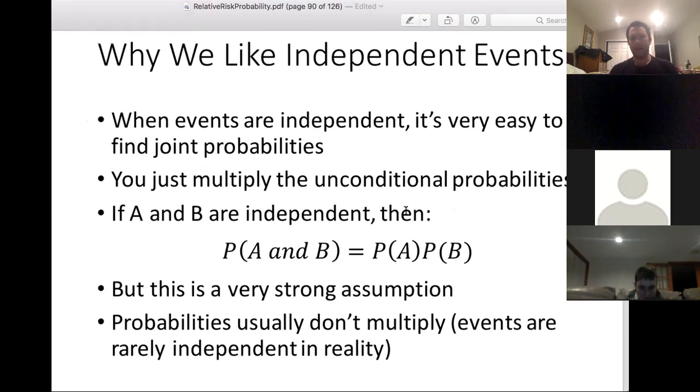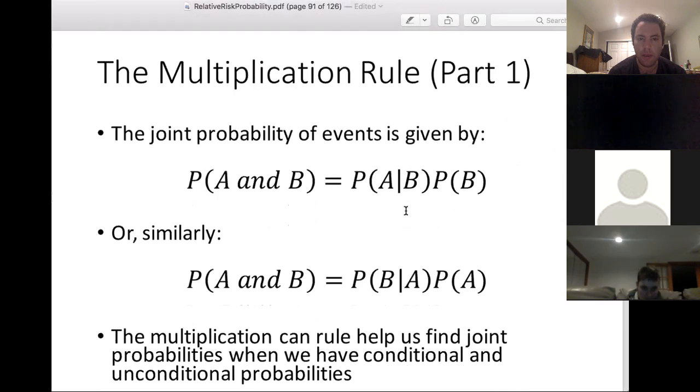If you have independent events, it's very easy to find the joint probabilities. You just multiply the unconditional probabilities together. That's to say, if they're independent, the probability of A and B is equal to the probability of A times the probability of B. But that's a very strong assumption because events are rarely independent in reality.